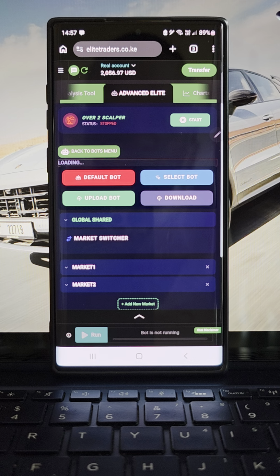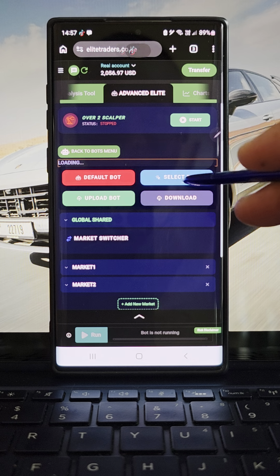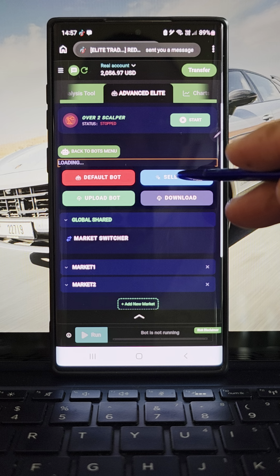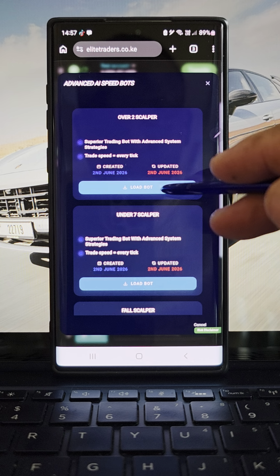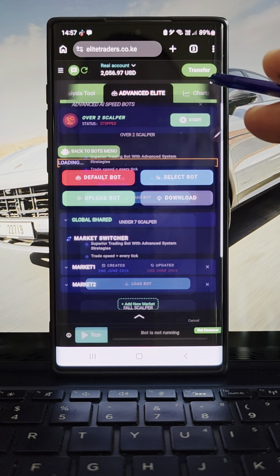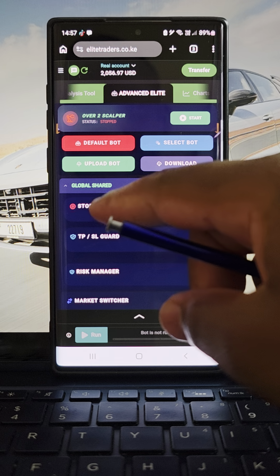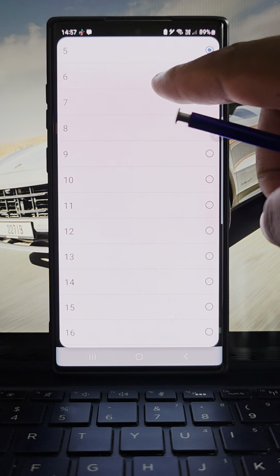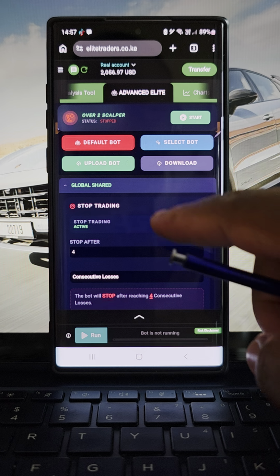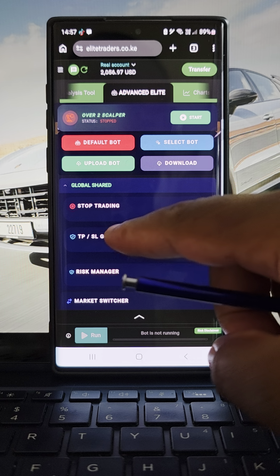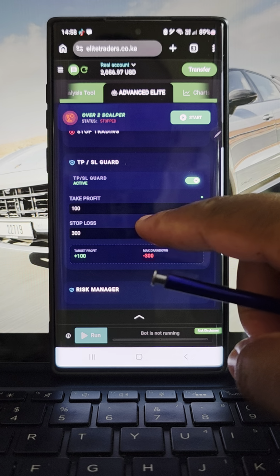For those who have old accounts or accounts that are not yet migrated, you just need to click this part, select a bot, then load the over 2 scalper. Since it's already loaded, I'll not load it again. Then just open this part for the global shared stop trading option. We're gonna set this to 4 like that. Then close that part.